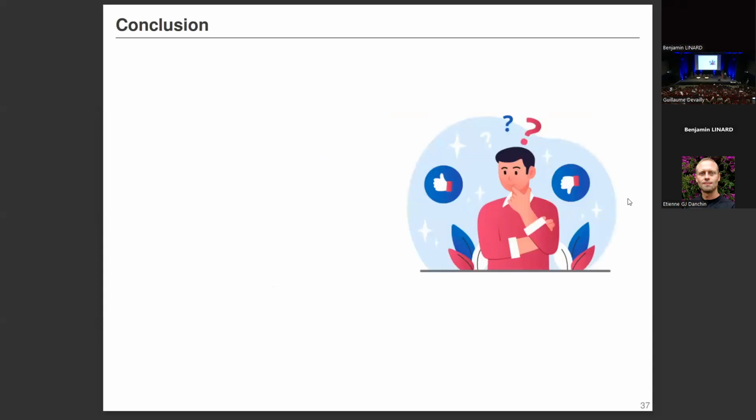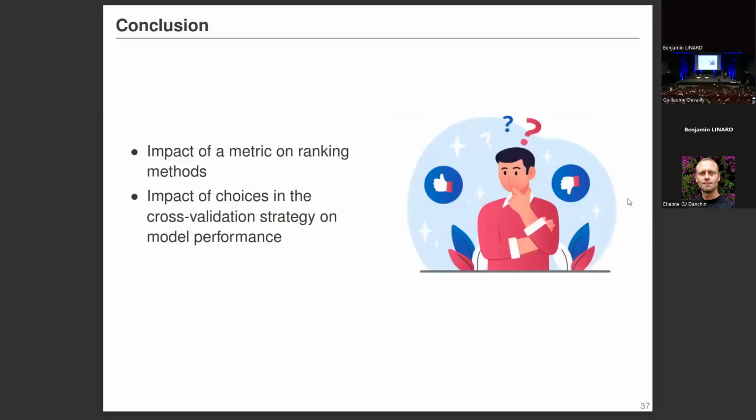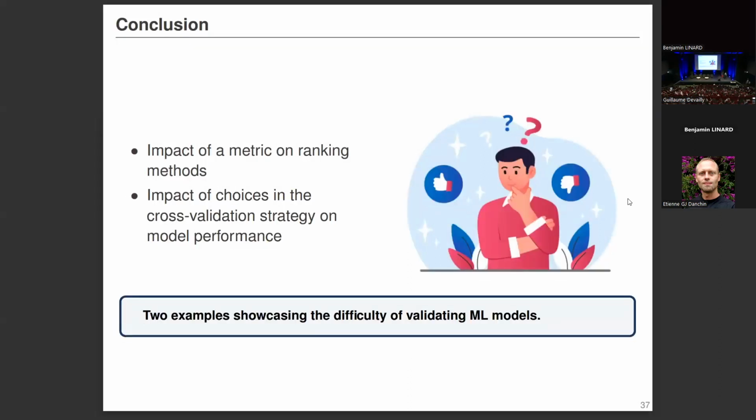So I'm going to start the conclusion. I've shown two projects where the impact of the metric really changed our perception of what method works well. And then I've also shown the impact of how we construct the test set on model performance. Now, in practice, these are very machine learning ways of validating models, and this was to showcase the difficulty of validating machine learning models.